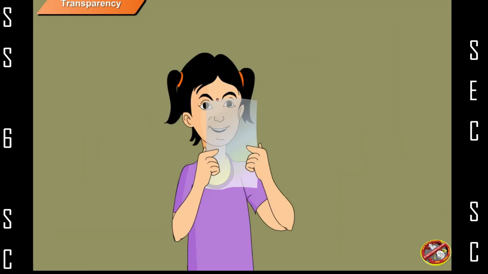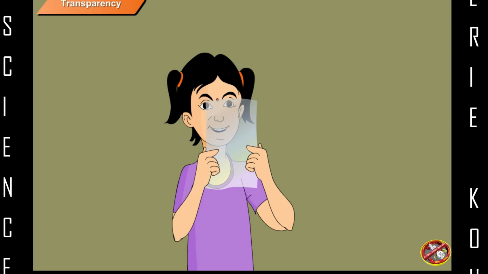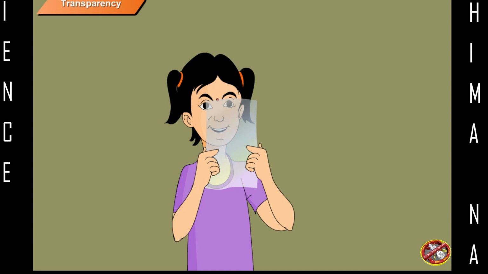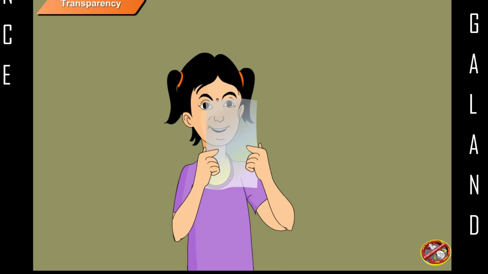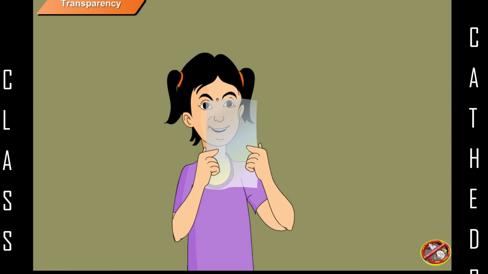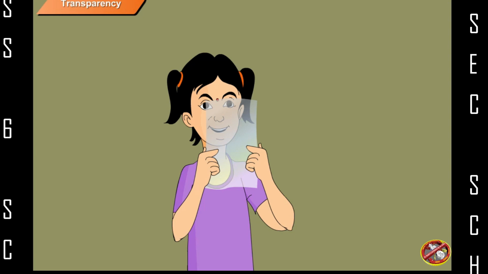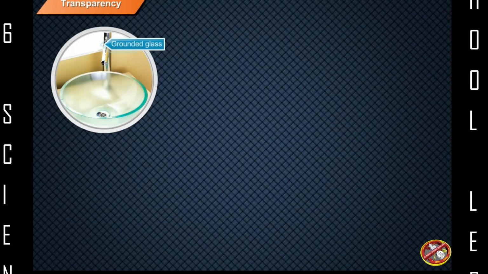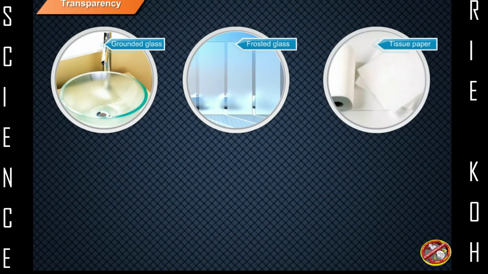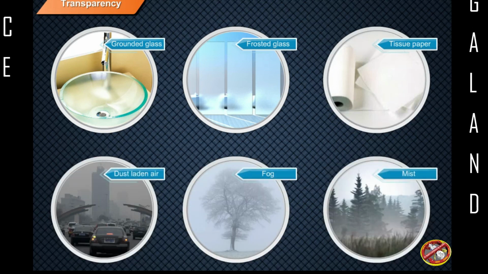If we hold a butter paper in front of our eyes, we can see partially through it. So, butter paper is a translucent material. Those materials through which we can see the objects partially are called translucent materials, and this property of the material is called translucency. Grounded glass, frosted glass, tissue paper, dust-laden air, fog and mist are some translucent materials.